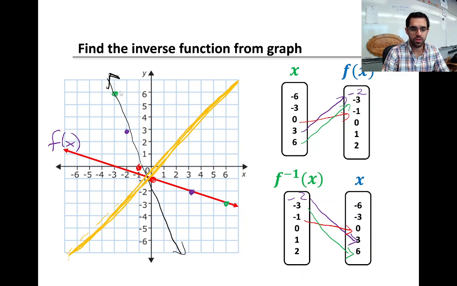The pattern with this is that if I graph this yellow line, which is y equals x, this is the line of reflection. Any graph and its inverse are going to just be reflected over that yellow line. Always that same yellow line. That's not super important for your homework, but it's good to know.